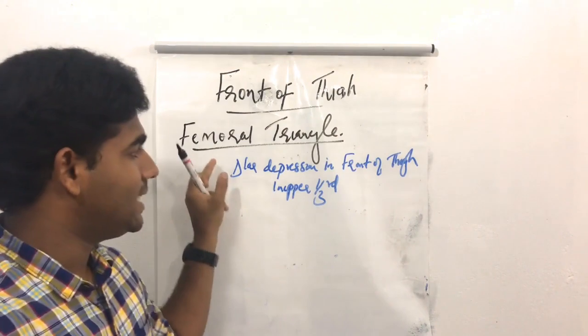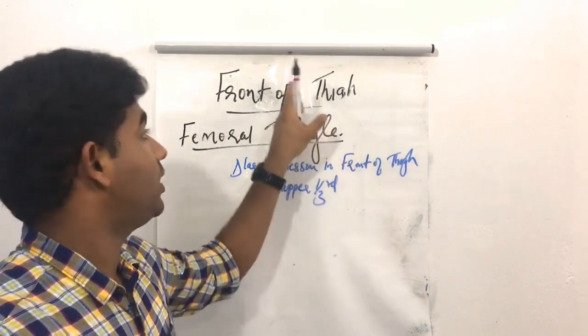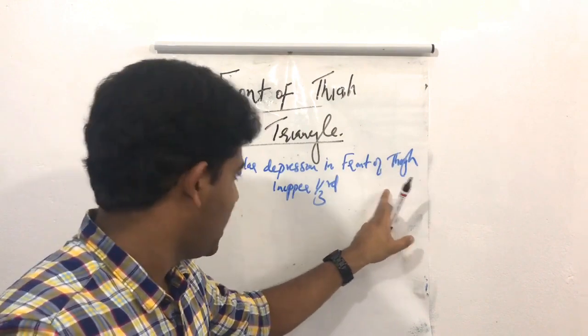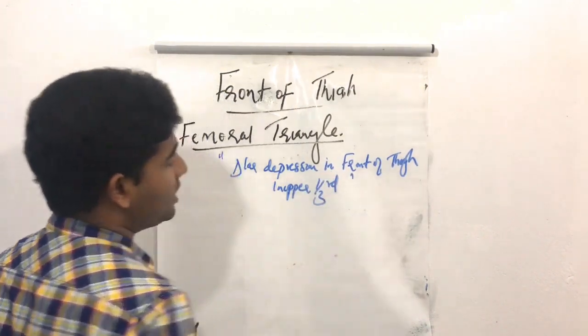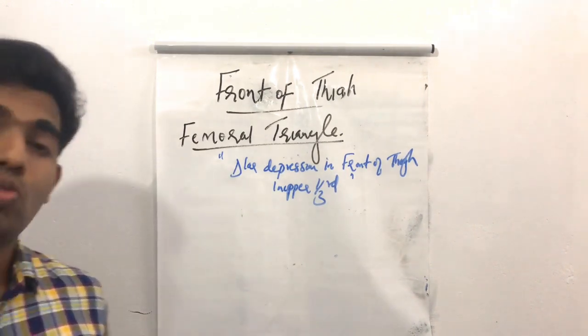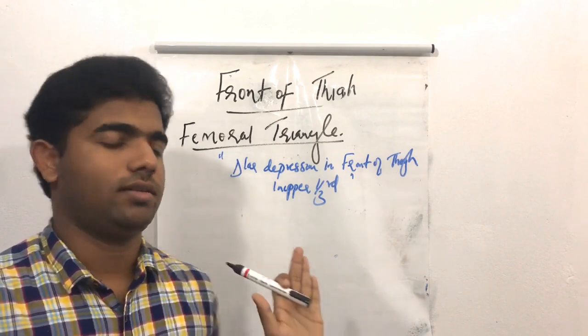Femoral triangle is a triangular depression. Where is it located? We are studying the front of the thigh. So in the front of the thigh, in the upper 1/3. It is a triangular depression present in the upper 1/3 of the thigh. That is known as the femoral triangle.